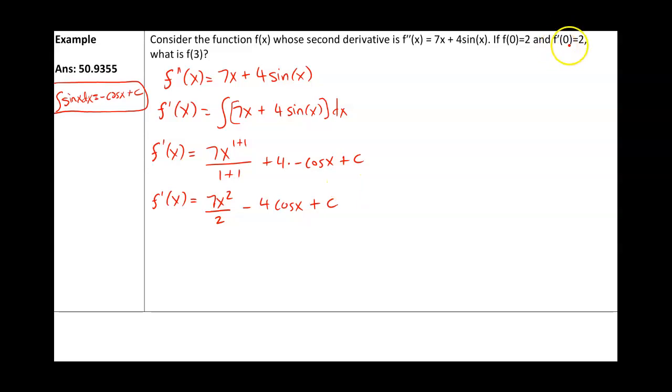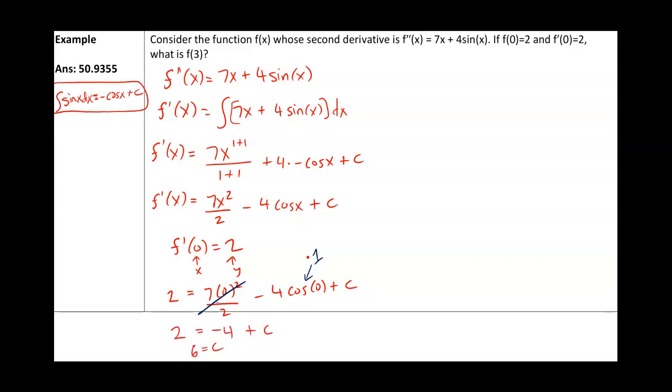Now, we're given that f prime of 0, so for the first derivative, f prime of 0 is equal to 2. So we're going to replace the y value, or the f prime of x, with 2, and the x values with 0. So we have 7 times 0 squared over 2. 0 squared is 0. 0 times anything is 0. So that we can just ignore. And then cosine of 0 is 1. You can look at the unit circle, or you can look at your calculator. So negative 4 times 1 is going to be negative 4. And if I add 4 to both sides, I get c is equal to 6. Which means that my first derivative is going to be 7x squared over 2 minus 4 cos x plus 6.